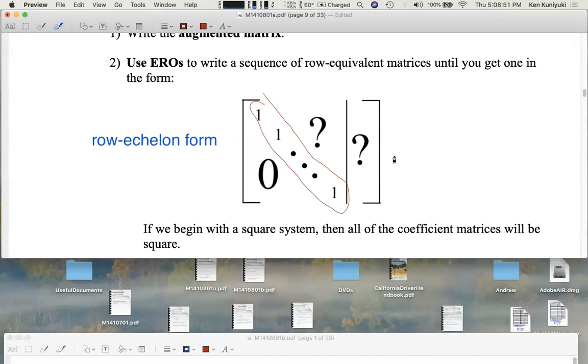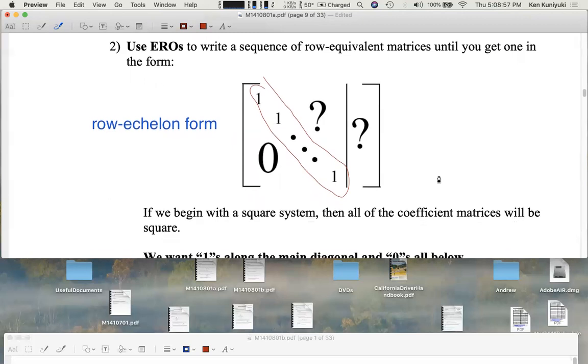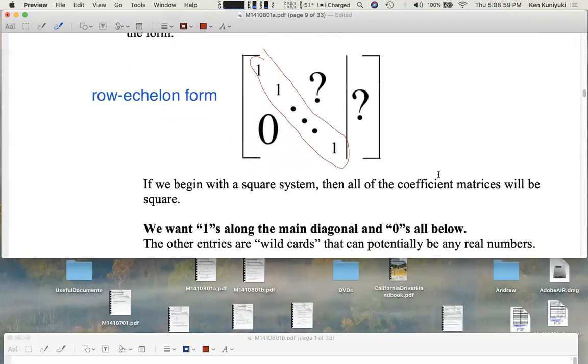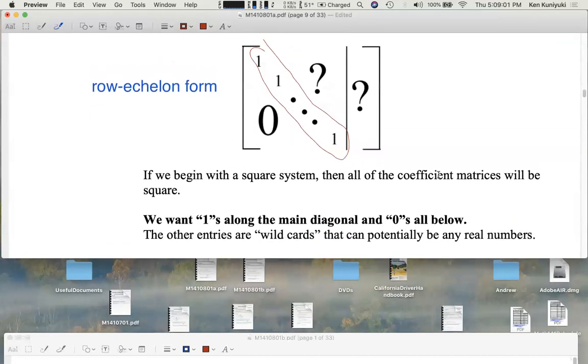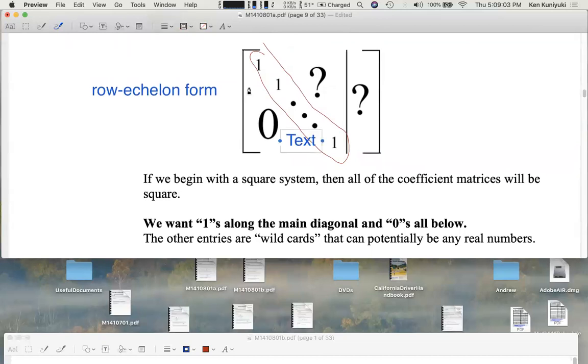You could do it one way, your friends could do it another way, and you might have different entries in here. And the matrices could still be equivalent. In a way, this is the target. It's kind of like the right-hand side of a trig identity.